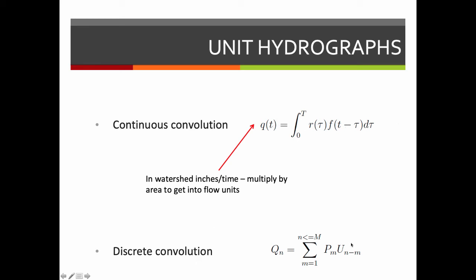In discrete convolution, the notation is just as confusing, but when we draw a picture of the matrix in a second, it makes a whole lot more sense. Discrete discharge, Q at each particular time interval, 1 hour, 2 hour, 3 hour, is equal to the unit weight, so that's just a weighting value, times the precipitation at the mth interval, where m runs from 1 up to n, where n is less than or equal to cap M.